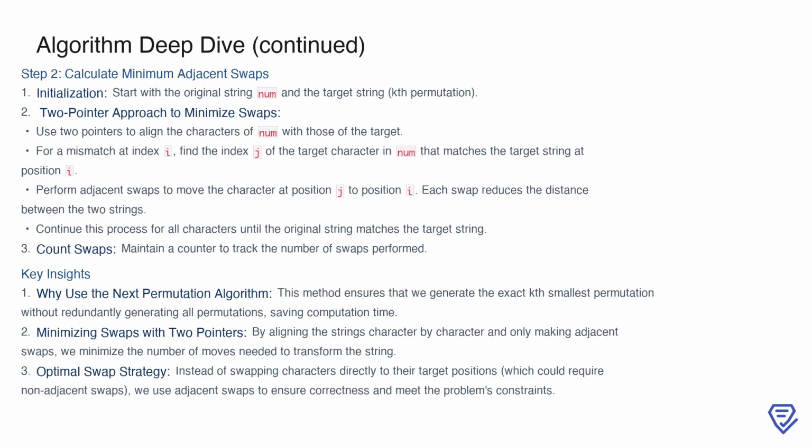By iterating through the entire string and keeping track of the swaps we make, we can ensure that the transformation is completed with minimal effort. This approach avoids unnecessary operations and adheres to the problem's constraints. The use of the next permutation algorithm is crucial here, as it allows us to directly generate the required permutation without exploring all possibilities, and the two-pointer strategy ensures that swaps are optimized for correctness and efficiency.